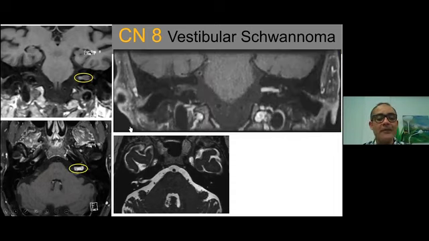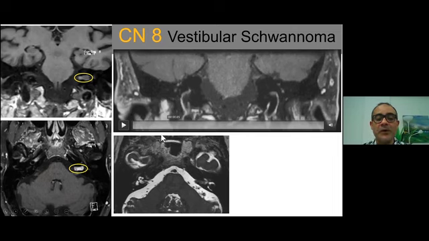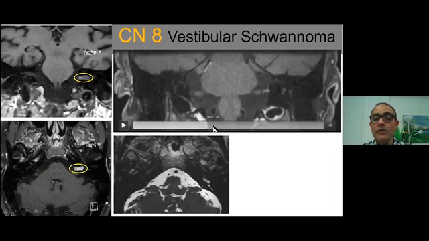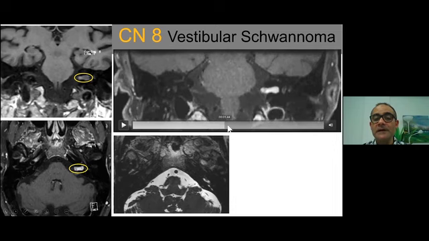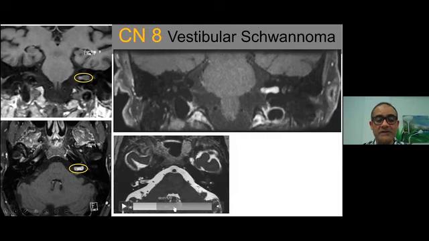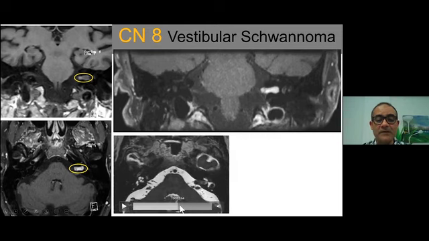This is a very common lesion. Everyone knows what a vestibular schwannoma is. I'm going to show you this case very quickly. You have here a coronal view, post-contrast, and you have this enhancement in the course of the left internal auditory canal. And you can see the contrast here, and also on the CISS images, axial images, you'll be able to see.